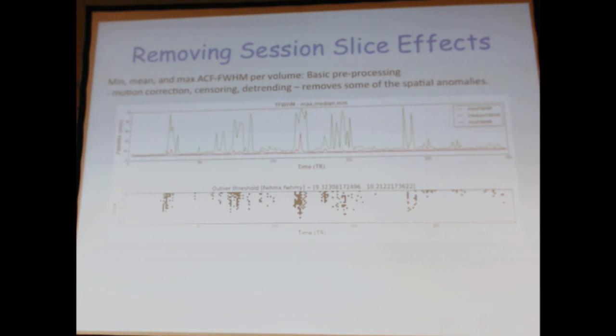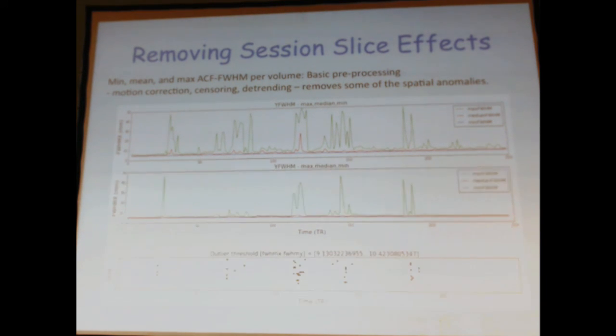If we run just a basic pre-processing pipeline with motion correction, censoring, and detrending, so really basic, it was a single scanner, so I haven't thrown resolution effects in here yet, we can get rid of some of these, so that's some good news. It may be, and this is what we're focusing on now, that we want to go to slice-based censoring.